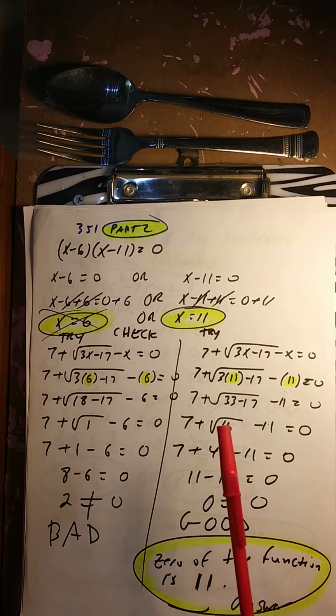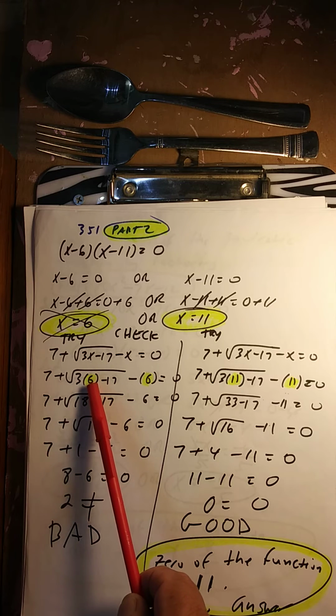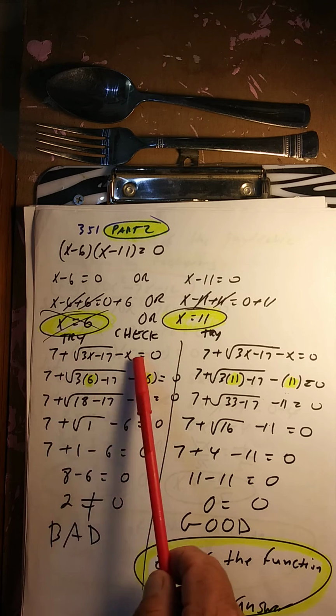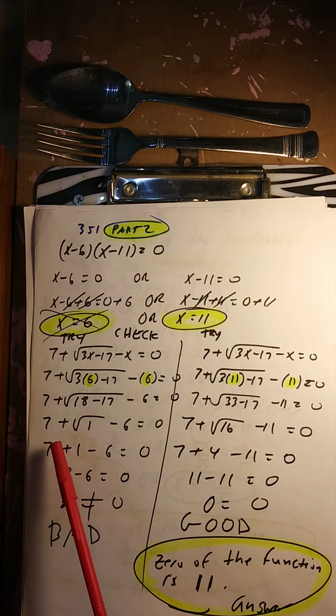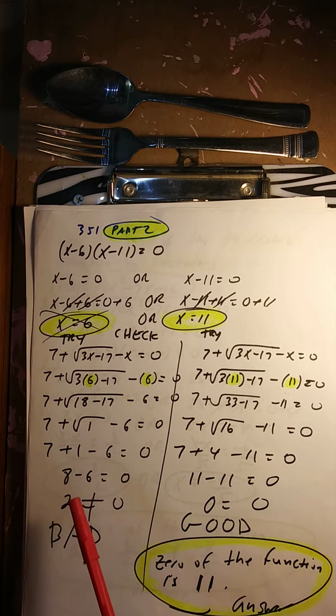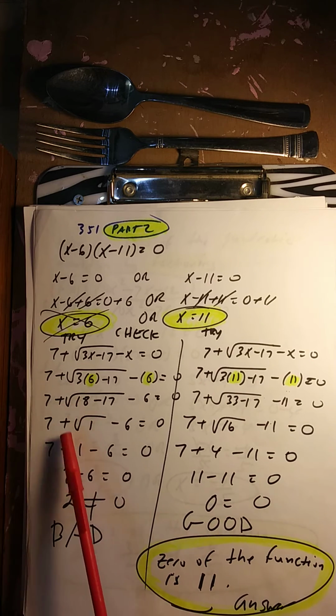Check the problem. Check, check, check in the original problem. So I put the 6 in here, the original problem right there. So 3 times 6 is 18. 18 minus 17 is 1. Square root of 1 is 1. 1 and 7 and 1 is 8. 8 minus 6 is 2. That's not a 0. Bad. That doesn't work. Extraneous solution.